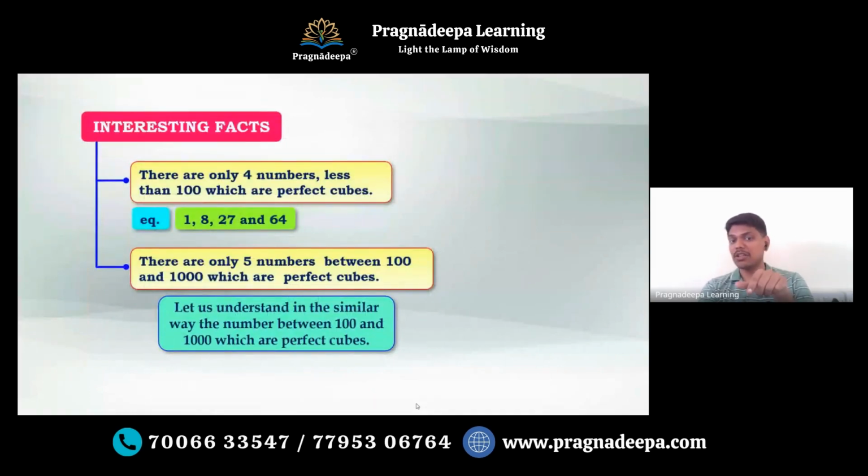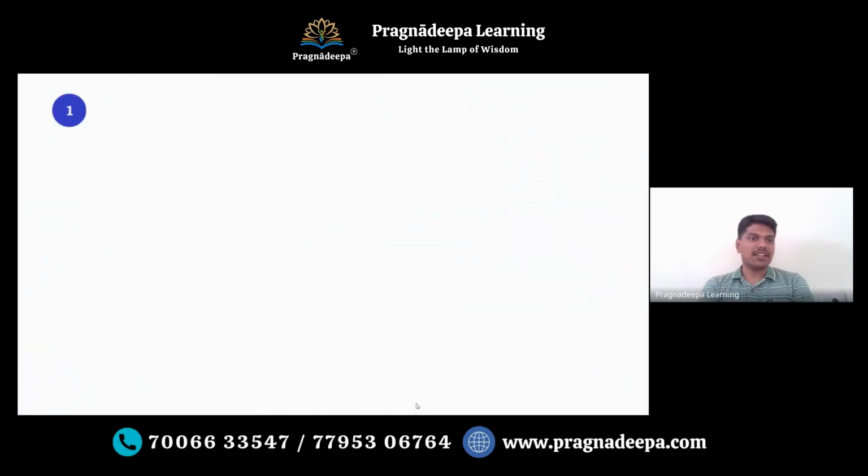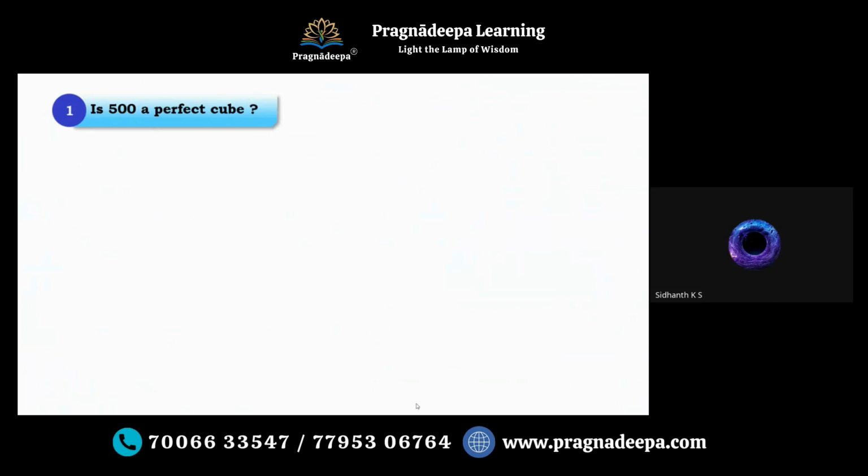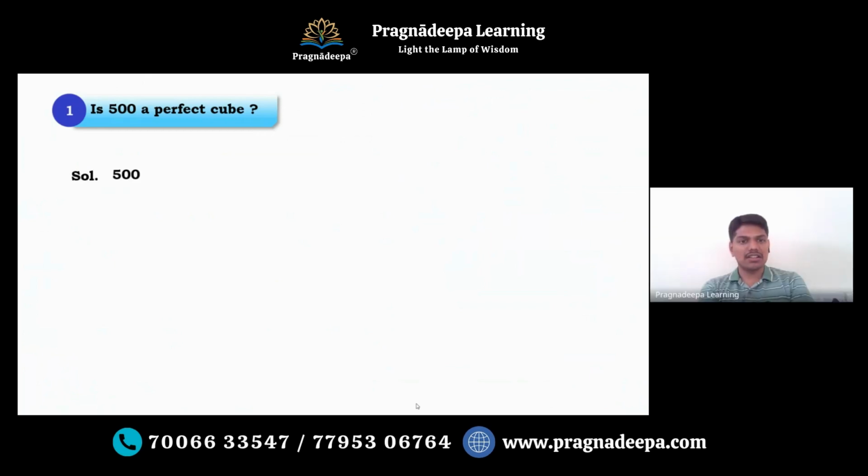1000 is also a perfect cube, but I am asking less than 1000, correct? Yes, sir. 1000, why is it a perfect cube? Because it is a cube of 10, correct? Yes, sir. Okay, now let's solve this problem. Is 500 a perfect cube? How will you check whether it is a perfect cube or not? Sir, it is not, because there are only 2 zeros. There should be at least 3 zeros, sir.